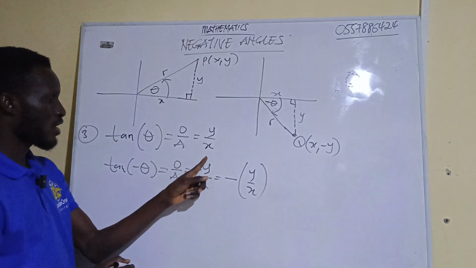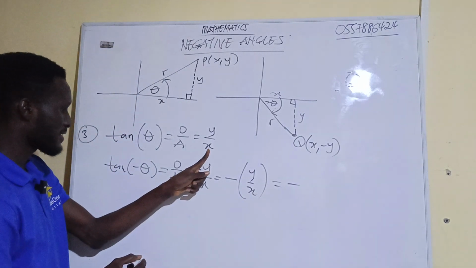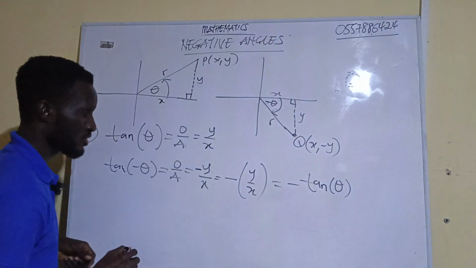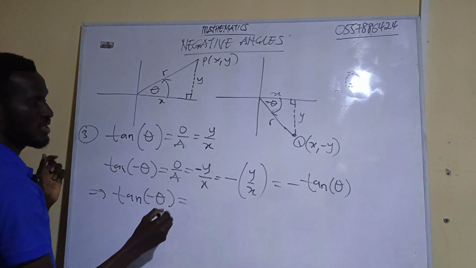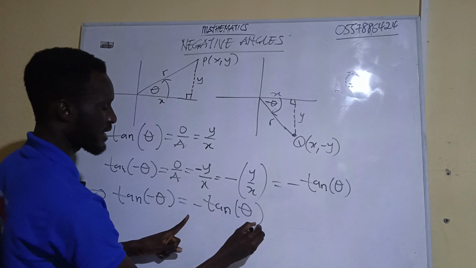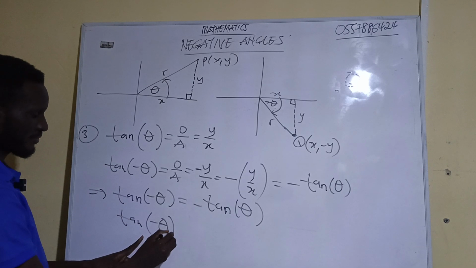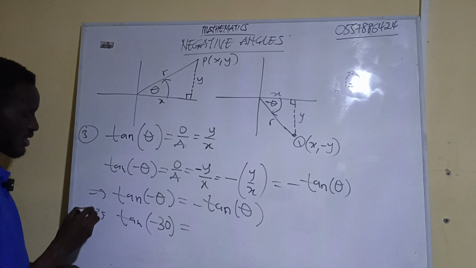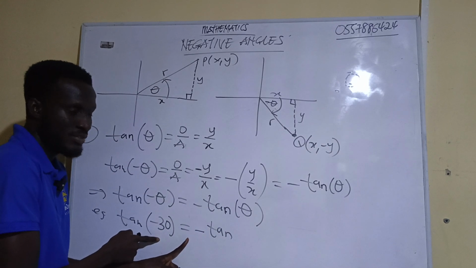So that I'll come and put the y over x, which is tan theta, inside this one. So I'm going to get negative y over x. Y over x is the same as what? Tan theta. So we have negative tan what? Theta. Now what are we trying to say? What we are trying to say is that when you have tan of a negative angle theta, it is the same as negative tan of the positive of the angle. It means that tan negative 30, for example, will be the same as negative tan, then you change the negative 30 to positive 30.